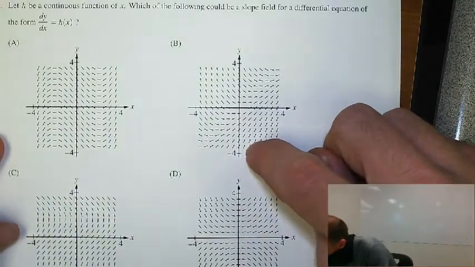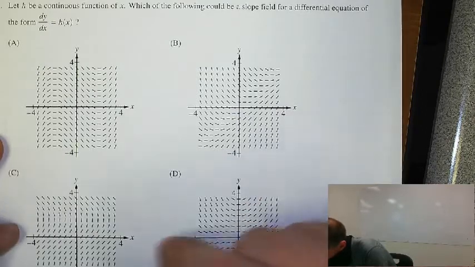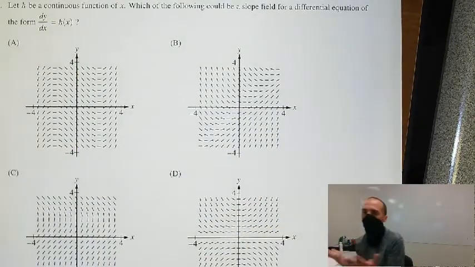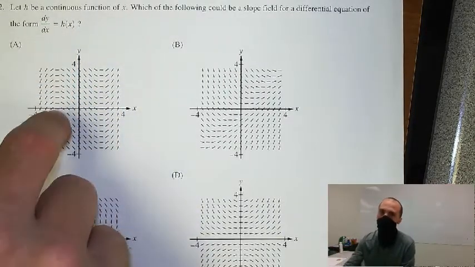So it can't be this one. And if you look at all of these, just go up and down here, I'm getting different slopes as I change y. But this is saying it has to depend on x only, so it's that one.